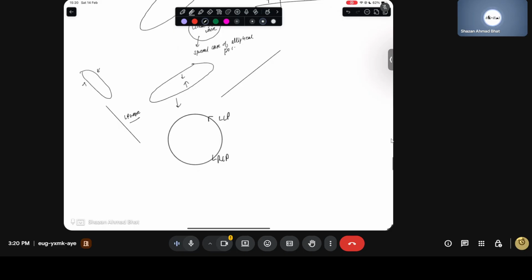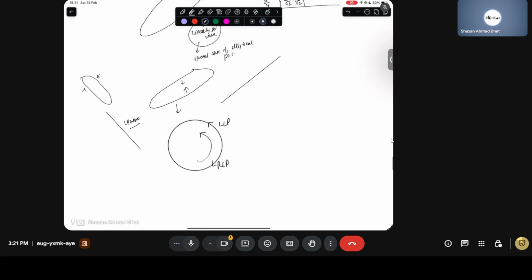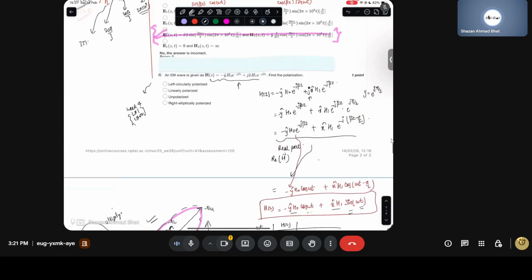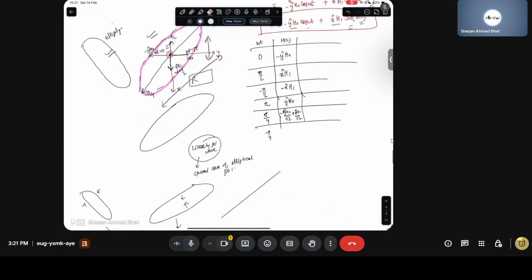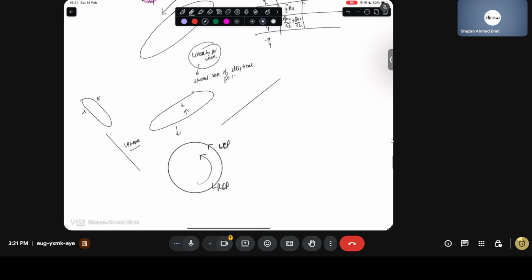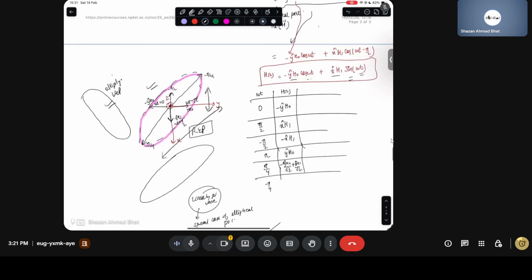Now, whether you have a left circular polarized or right circular polarized depends upon the direction of how the vectors are moving. I should say, this is basically right elliptically polarized, REP, I should write. This is left elliptically polarized. This is right circularly polarized. This is left circularly polarized. And all of them can be understood from the elliptical polarization. So elliptical polarization is more sort of a general.